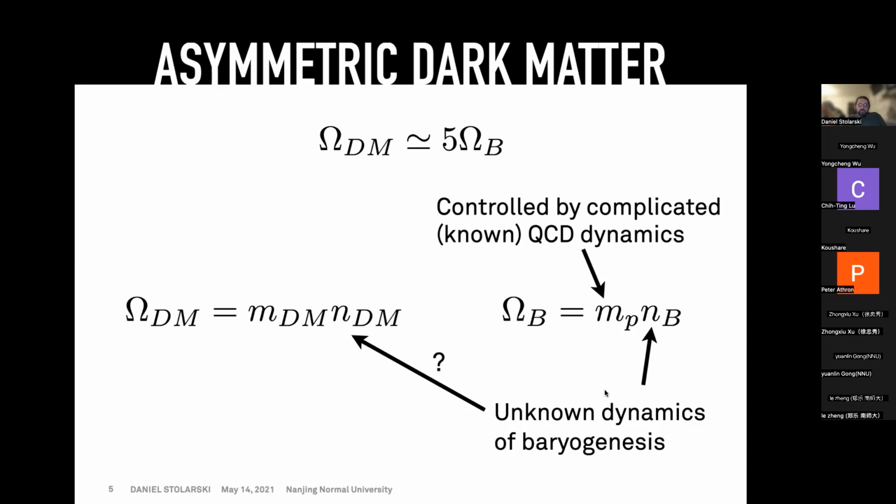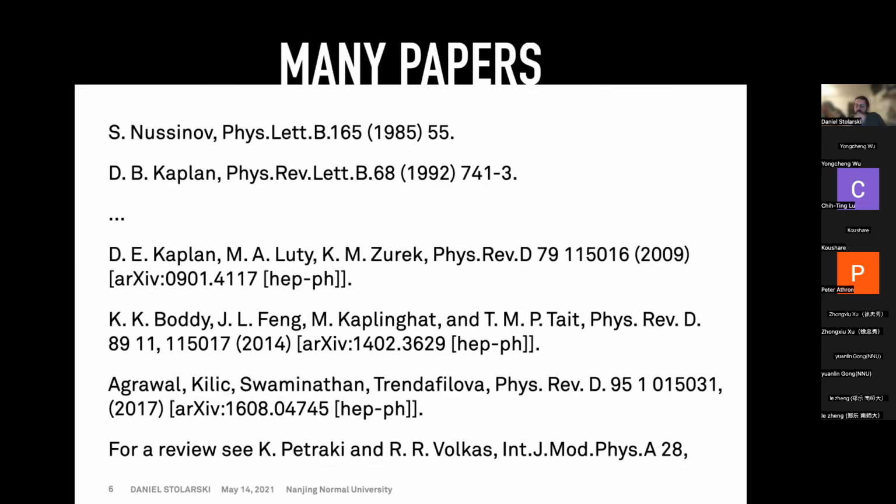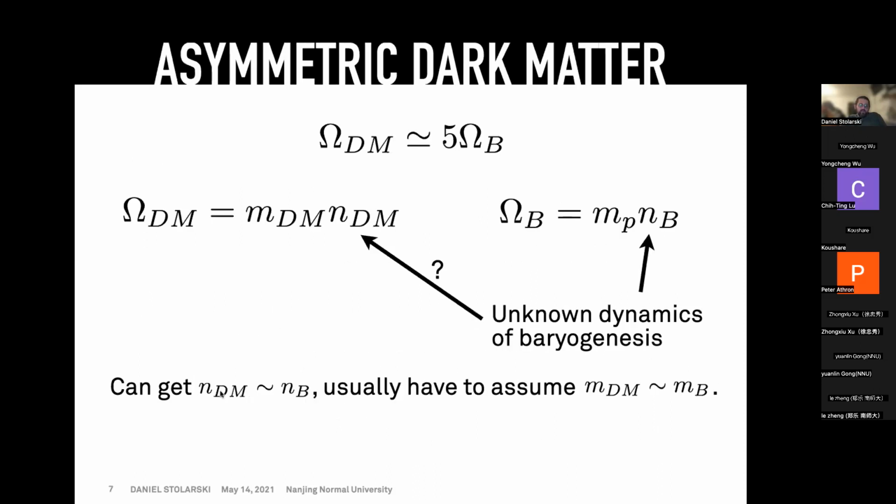And so these number densities come out roughly the same, and you get the same dynamics. And so there's some dark matter and anti-dark matter, and the asymmetry of dark matter to anti-dark matter controls the number density today. This is actually a very old idea. It goes back to Nussinov some 40 years ago, roughly. And there have been many papers more recently, and this is an extremely incomplete list. There are many more of this idea.